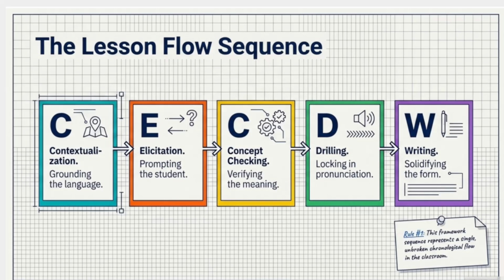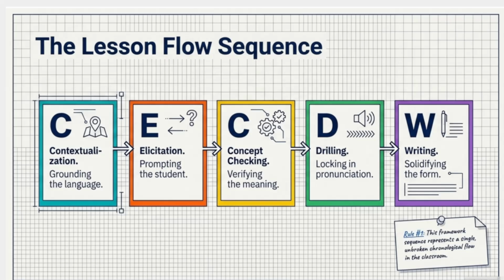The lesson flow sequence. This slide shows the complete lesson flow. The sequence is contextualization, elicitation, concept checking, drilling, and writing. First, we establish the context. This gives students a reason to think about the language. Next comes elicitation. We prompt students to produce or guess the target word. Then we use concept checking questions, or CCQs, to verify that students understand the meaning. After that, we move to drilling, where students practice the pronunciation. Finally, we introduce the written form.